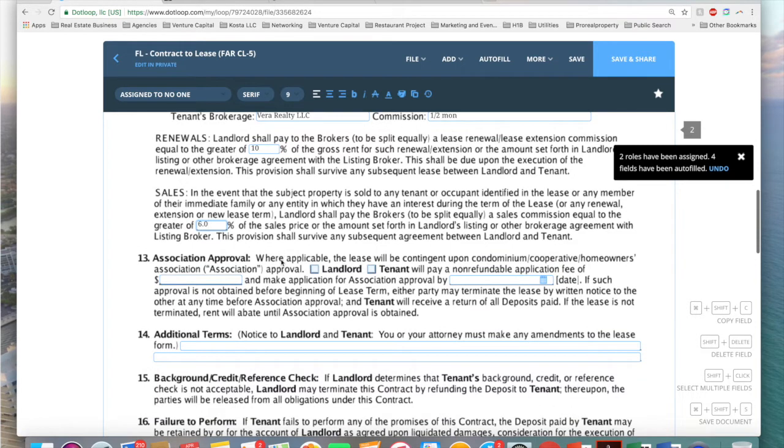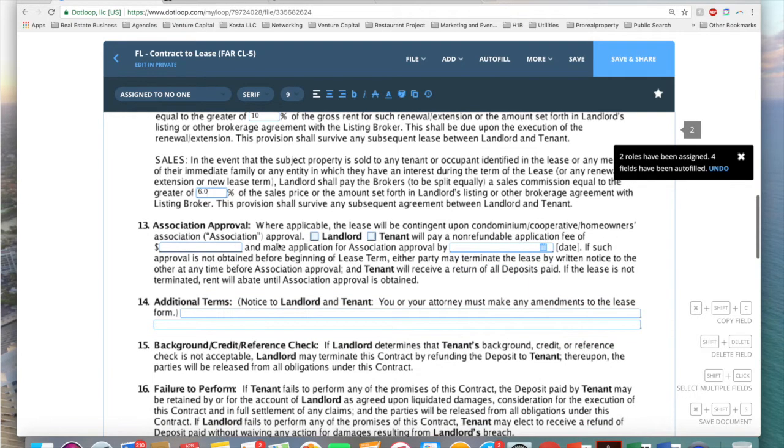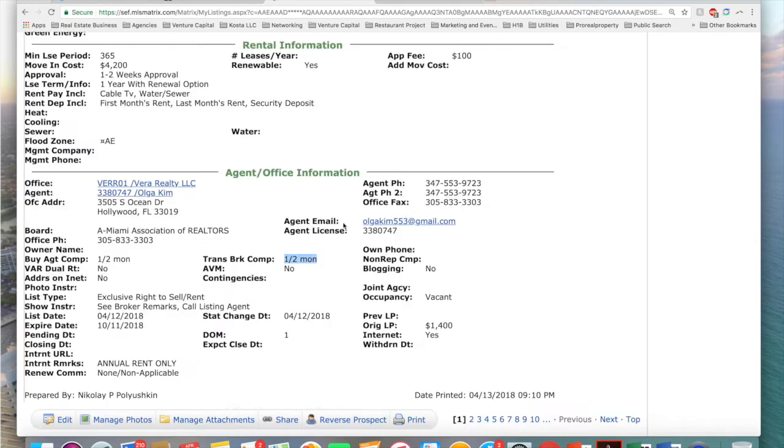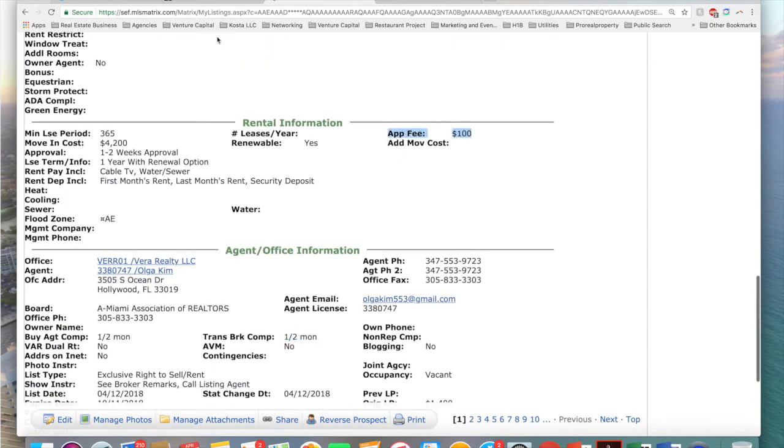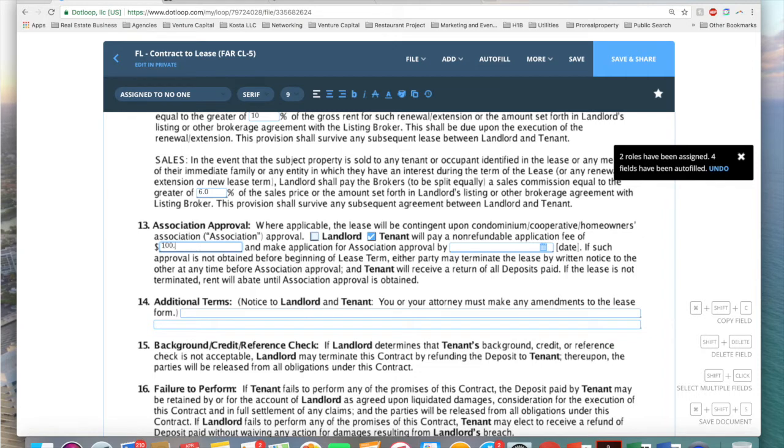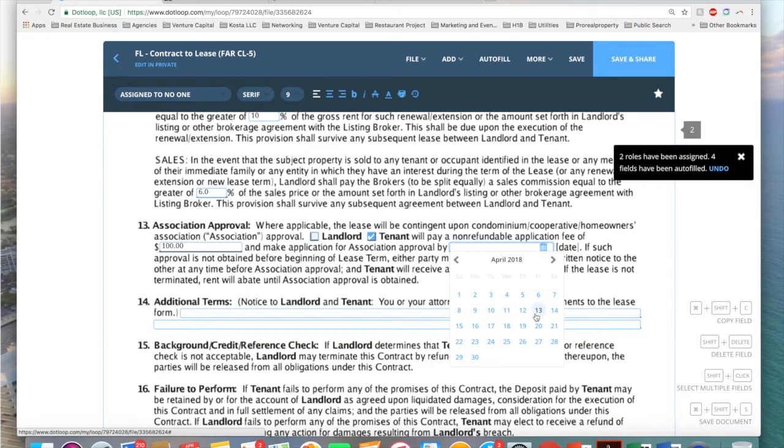Association approval. Where applicable, the lease will be contingent upon condominium, cooperative, or homeowners association approval, and usually it's the tenant who pays the non-refundable application fee, and the amount will be specified in the MLS. The application fee is $100, so we put $100 and make application for association approval by... If John wants to move into the apartment on May 1st, they need to really work on this application as soon as they can, because sometimes application approvals can take up to 2 weeks.